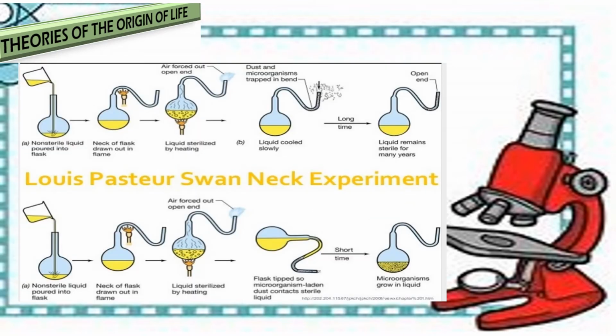So this is the presentation of Louis Pasteur's swan-neck experiment. Pasteur's experiment disproved the theory of spontaneous generation, because it shows evidence that new bacteria appear only when they are produced by pre-existing bacteria.